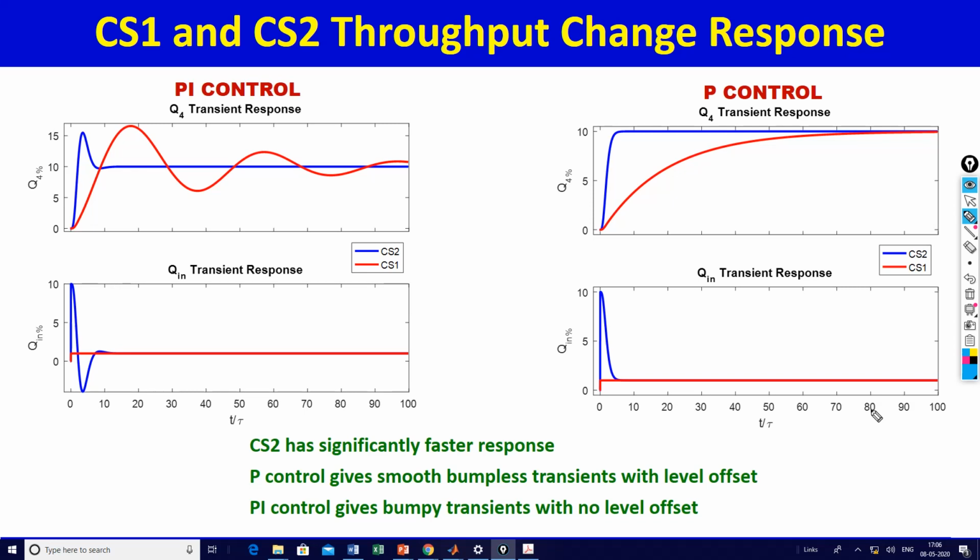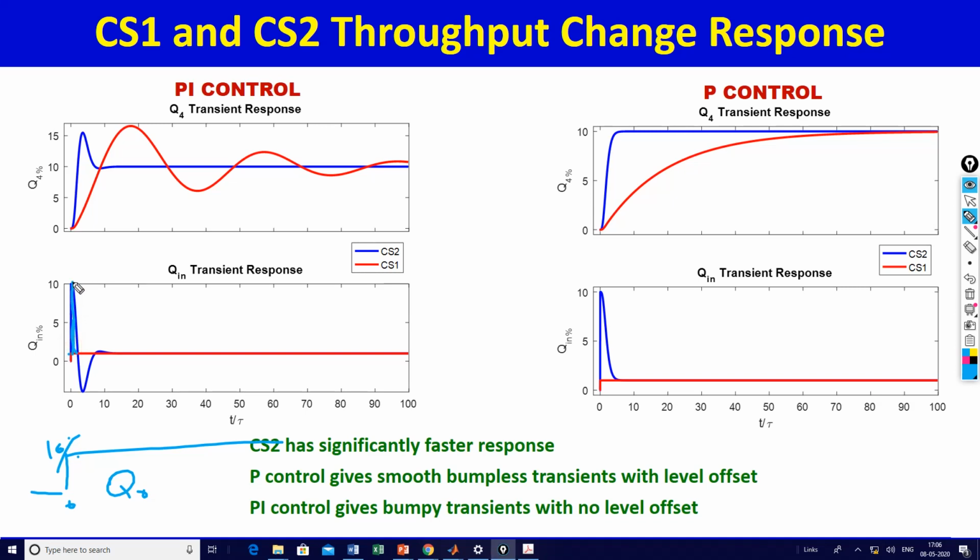what we do here is a step of 10% is given in Q naught. This is Q naught. It goes from 0 to 10% in one shot. As it goes from 0 to 10%, in order to make it go to 10%, fresh feed goes to 10%.